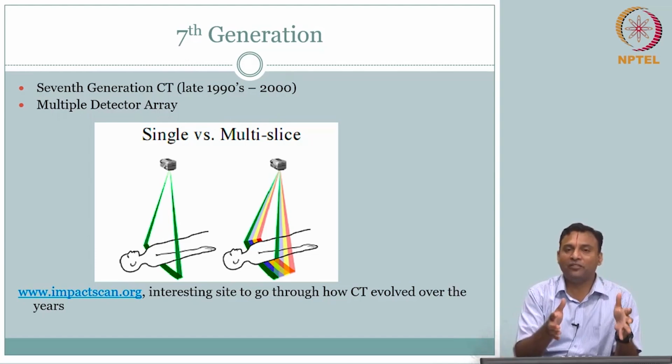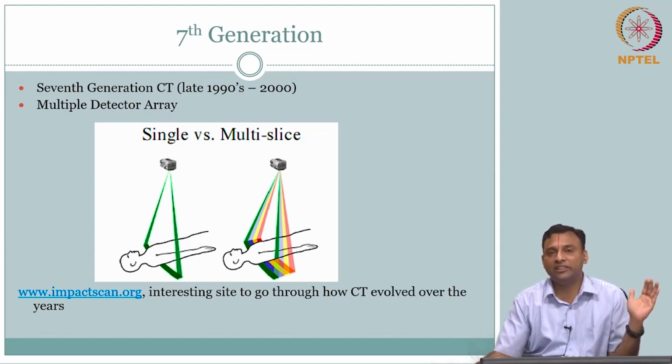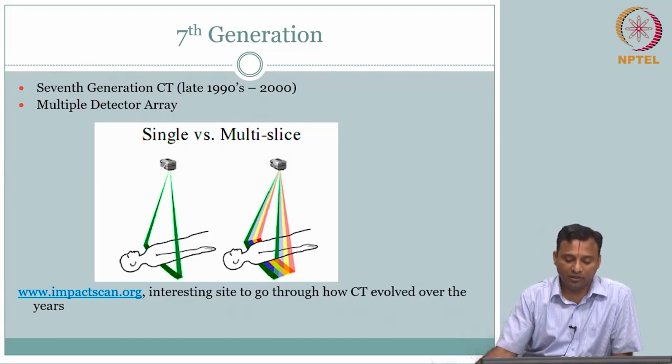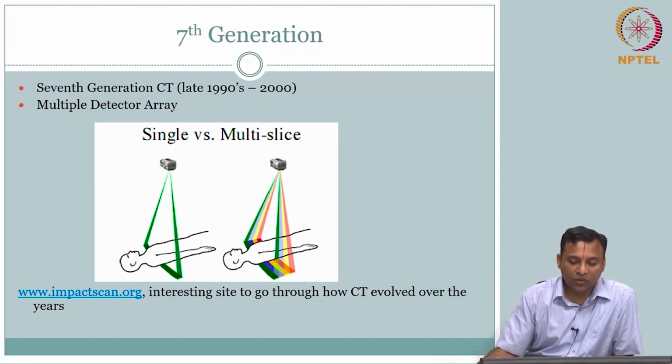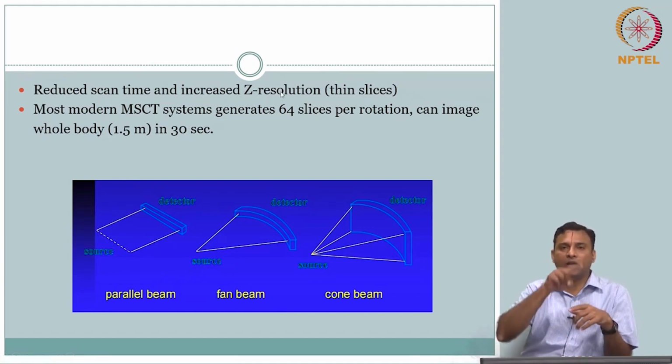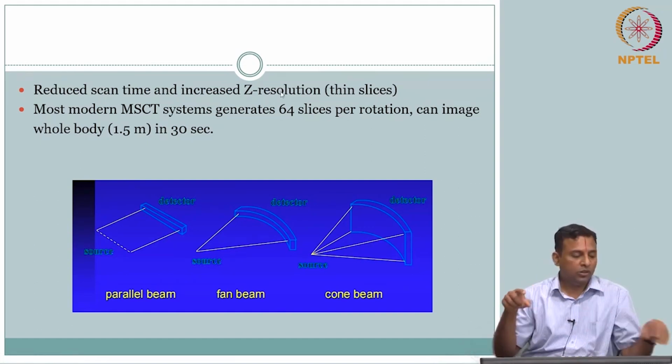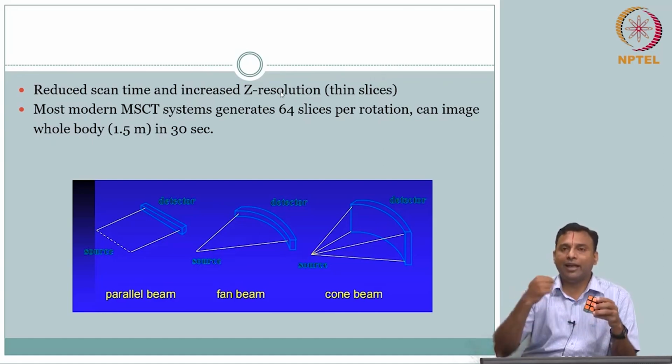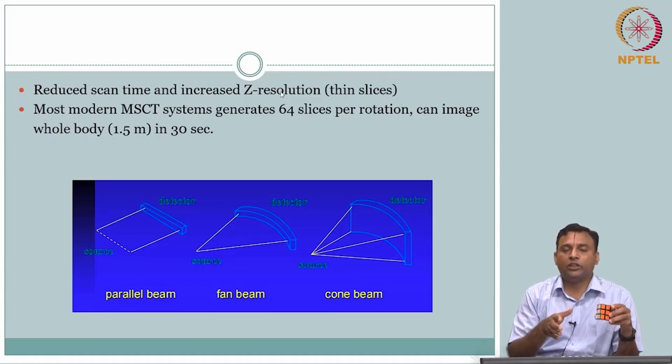Now we have just covered the data acquisition generations. How has it come along? So that said, the idea is reduced scan time and increased Z resolution. Z is, remember, XY we used for the plane of the image, and the other direction was Z in our projection radiography coordinates. We will redefine the coordinates one more time when we actually do the recon, because you need to know where the signal is coming from.